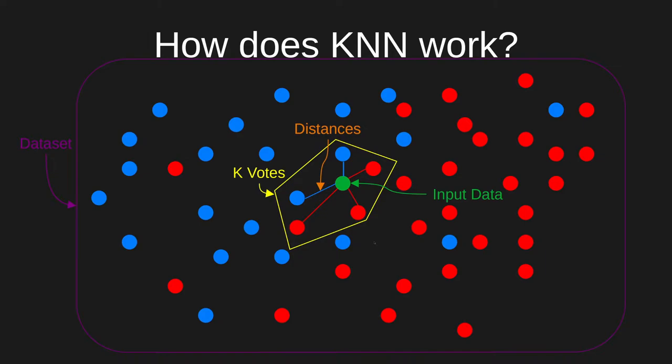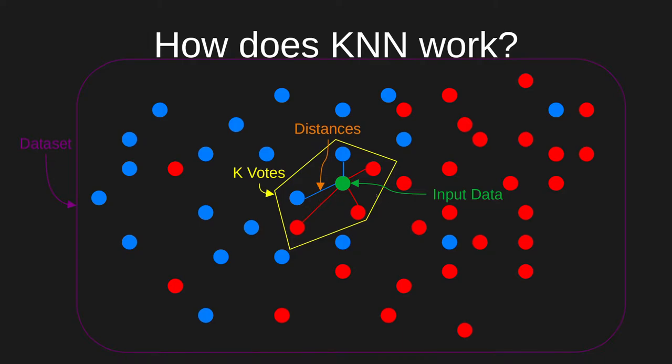For your k value, you typically only want to choose odd values. That way, you can't have a tie in your votes. So if I only chose 4, let's say we don't include this last red data point, then we would end up with 2 blues and 2 reds, and it would be an indefinite answer, which is why we want to choose an odd number of data points, in this case 5. Okay, so we have our k number of votes.